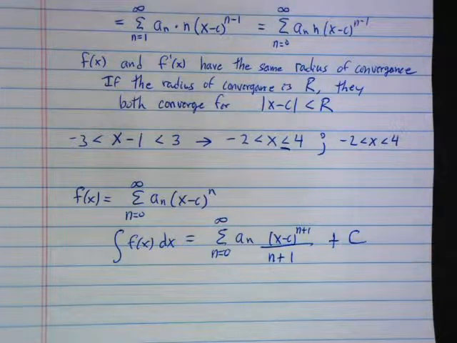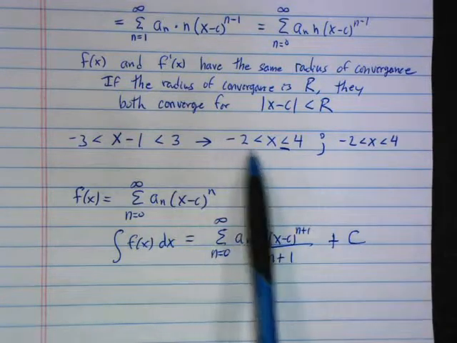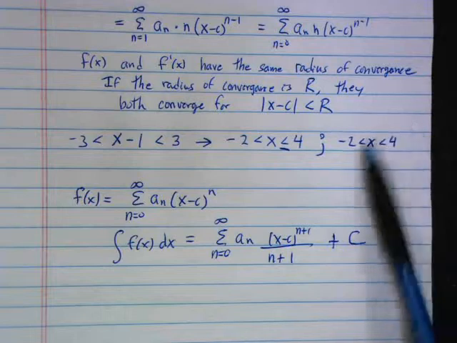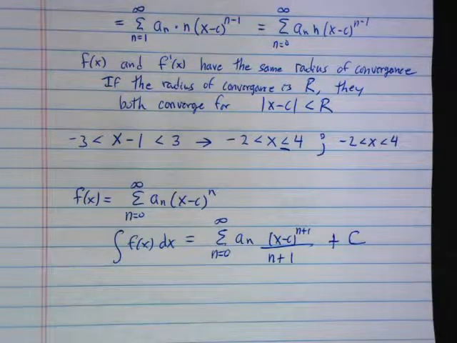And the exact same theorem holds, that these will have the same radius of convergence. And again, weird things can happen at the endpoints. Again, the original function might converge at 4, but not negative 2. The integral might not converge at 4. Again, you would have to check it. Questions on that?